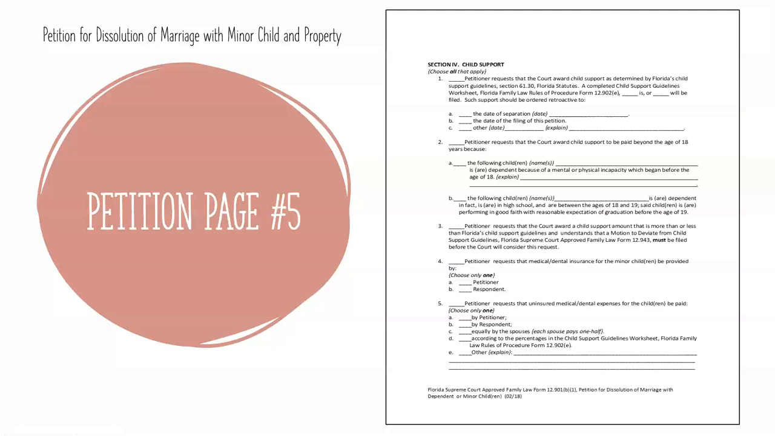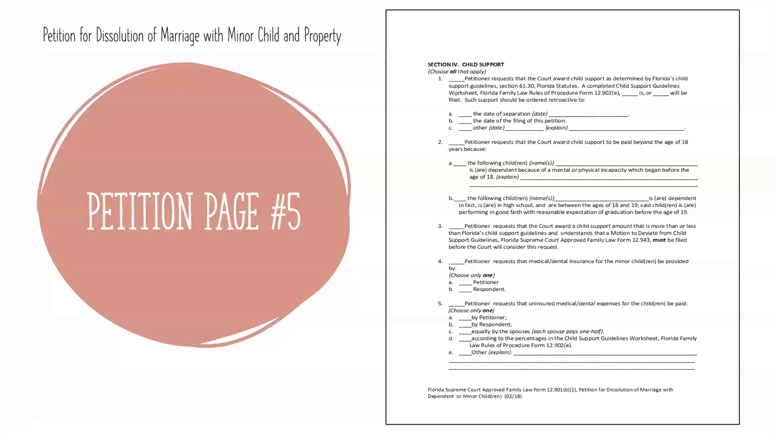check the box requesting that either the respondent or petitioner provide medical and dental insurance, especially if it's already available through employer coverage. This will be reflected in the Child Support Guideline Worksheet, which we will cover in a separate section. On paragraph 5, request that uninsured medical and dental expenses be equally divided by both spouses, unless you have agreed to a different arrangement.